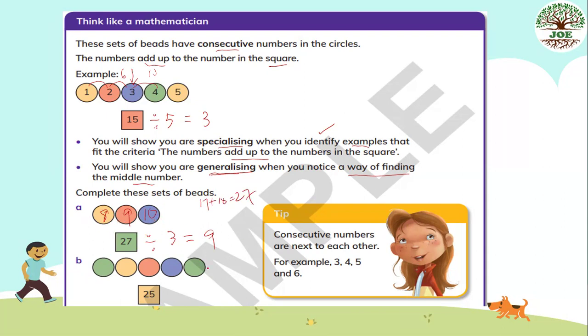B, 1, 2, 3, 4, 5. So the add-up number divided by the number of beads, 5. 5 times 5 is 25. Our middle is 5, then 4, 3, 6, 7. So let's check if the add-up number is 25. 3 plus 7 is 10. 4 plus 6 is 10. And 5, so 25. So our numbers are correct. 3, 4, 5, 6, 7. This is how we are generalizing.